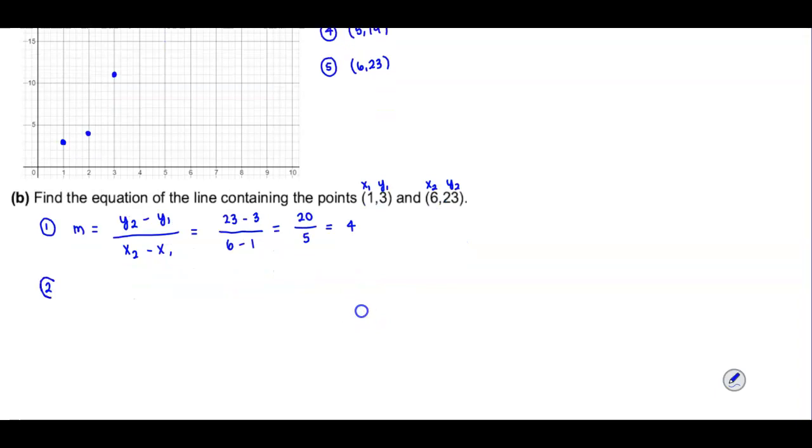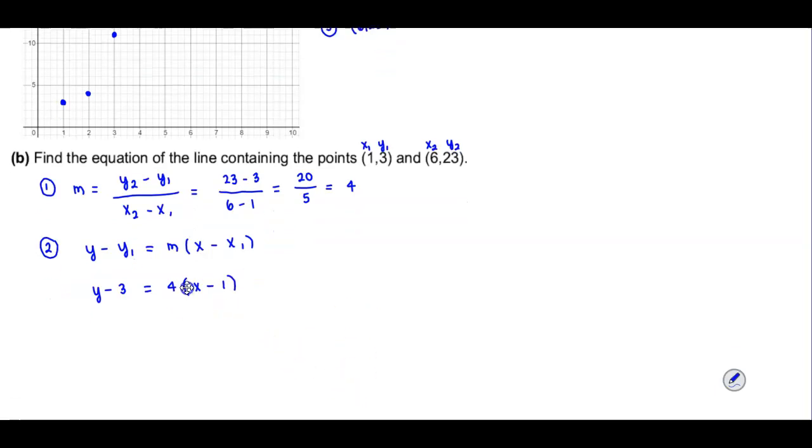Now we still need to find the equation of the line, so we need to use the point-slope form. Point-slope form is y minus y1 equals m times x minus x1. So we have y minus 3 equals the slope, which is 4, times x minus x1, which is 1. Now we want to put this in slope-intercept form, so we distribute the 4 to both terms. We get y minus 3 equals 4x minus 4, because 4 times x is 4x and 4 times minus 1 is minus 4. Then to solve for y, we add 3 to both sides. Therefore y equals 4x minus 1.